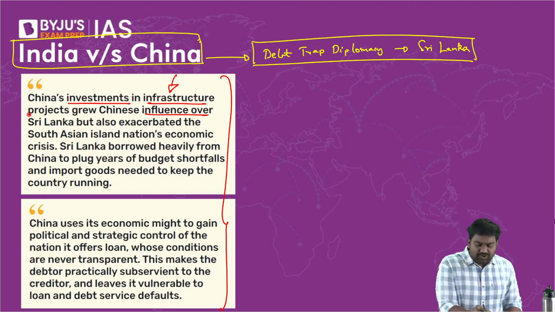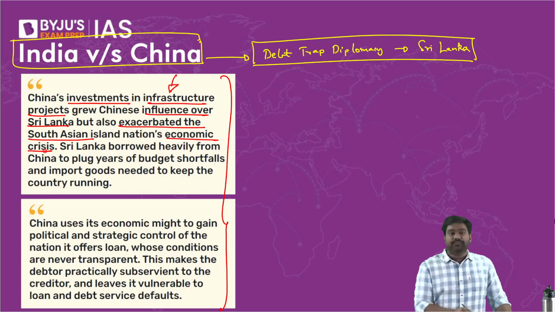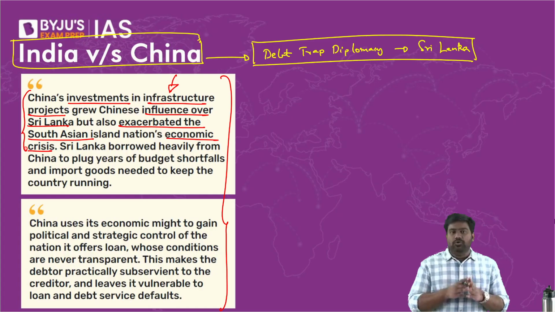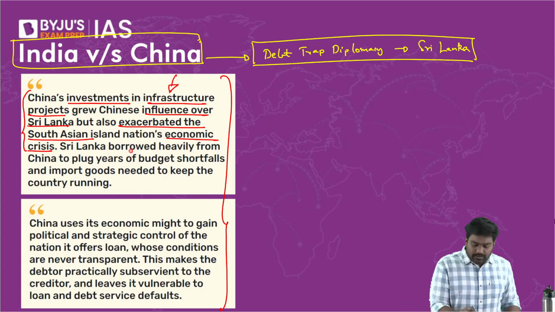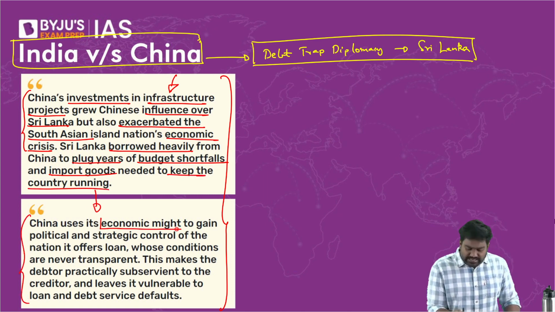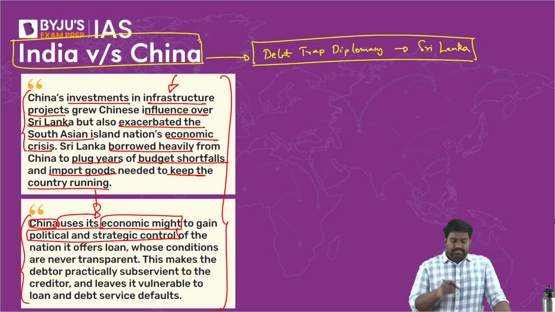Chinese investments in infrastructure projects grew Chinese influence over Sri Lanka, but also exacerbated the South Asian island nation's economic crisis. So, expert analysis indicates that the massive loans taken by Sri Lanka put the country into a debt trap, into a debt burden. Sri Lanka borrowed heavily from China to plug years of budget shortfalls and import goods needed to keep the country running. And China uses this economic advantage for political strategic control. All right, that is very, very important.